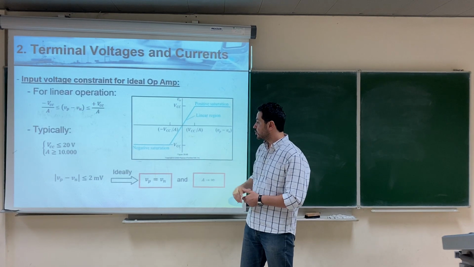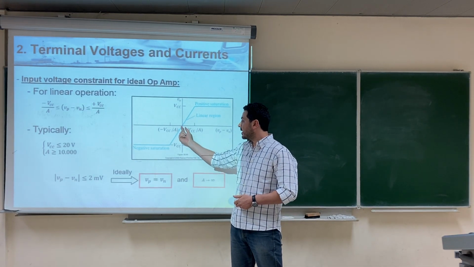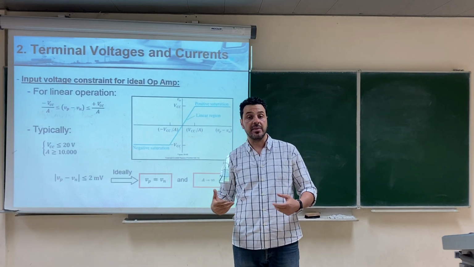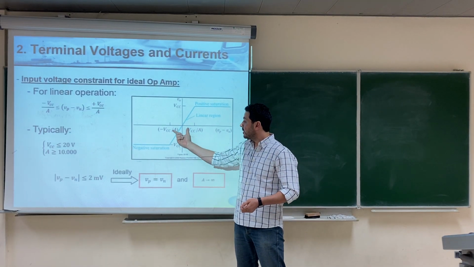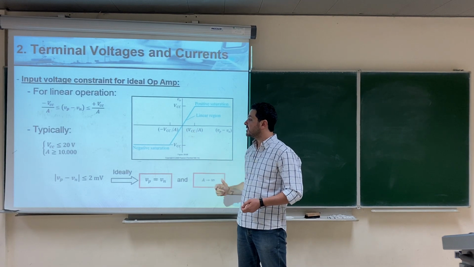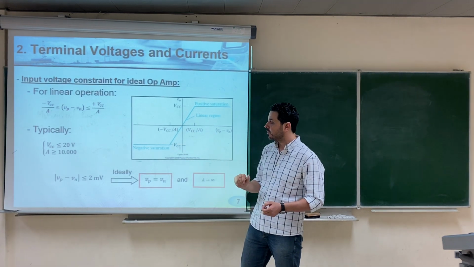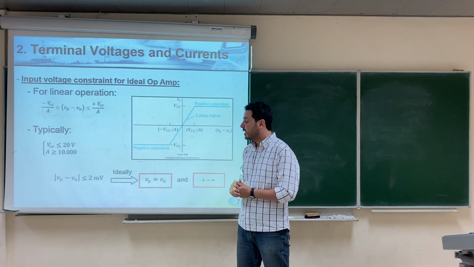the linear region. So you need the difference between Vp and Vn, between the non-inverting input and the inverting input, to be between negative VCC over A and VCC over A, the negative DC bias over A and the positive DC bias over A. This is in order to work linear.